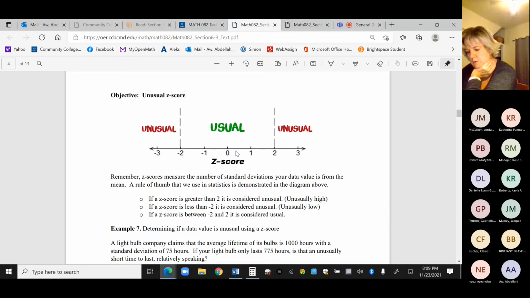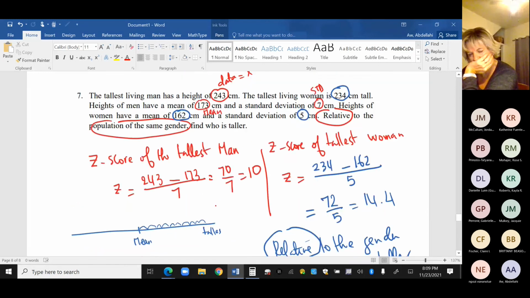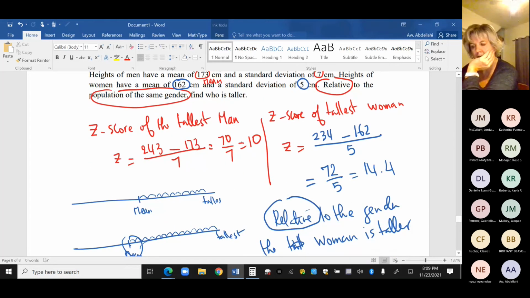It's not unusual. You see, at 29.2 inches, the z-score is only 1.48. It is in the good interval. It is in the green interval. That is not unusual. But if you look at the tallest man and the tallest woman, the z-score for the tallest man is 10. That is very unusual data. The z-score for the tallest woman is 14.4. That is very unusual. Okay.